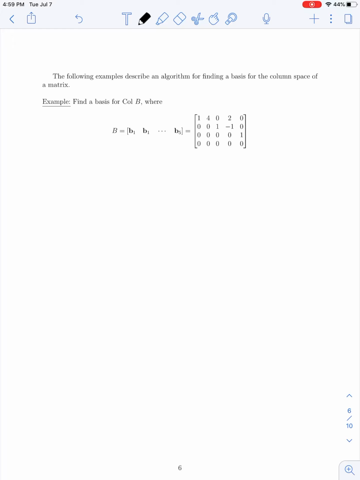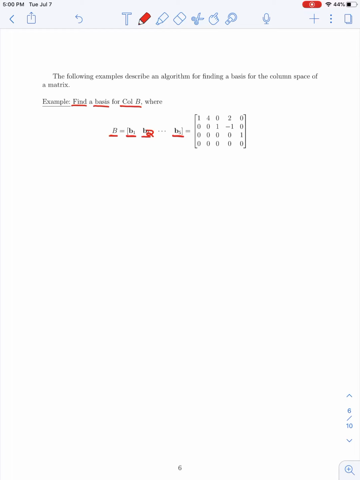So let's consider the problem of finding a basis for the column space of some matrix. So the following examples, the next two that we're going to consider, will describe a sort of algorithm for finding a basis for such a column space. So in our first example, let's consider finding a basis for the column space of B, where B is the matrix whose columns are the vectors B1, B2, up through B5, shown here.